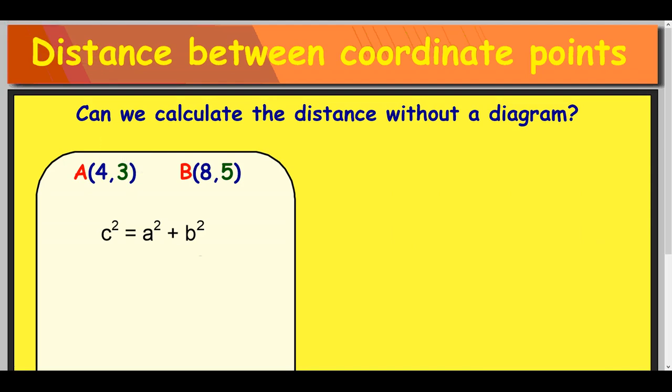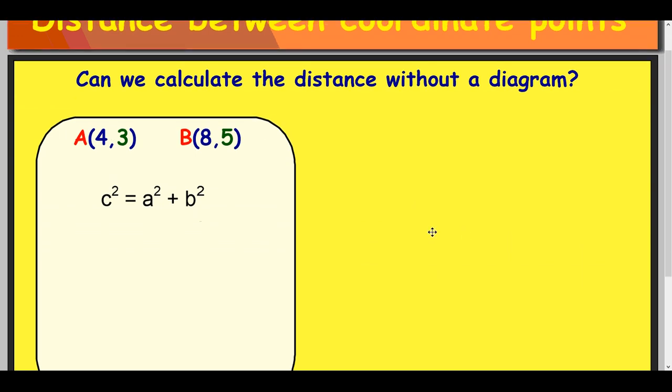Hi there. In this lesson, we're going to look at how to calculate the distance between coordinate points. So if you look at the two coordinate points here on the board, I'm going to show you how to work out how far apart they are. Now, one of the easiest ways to do it would be to draw a coordinate diagram, sort of like this.